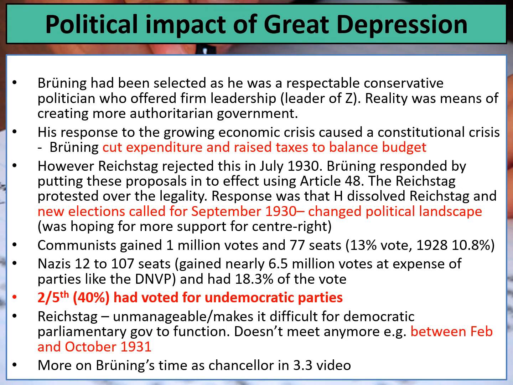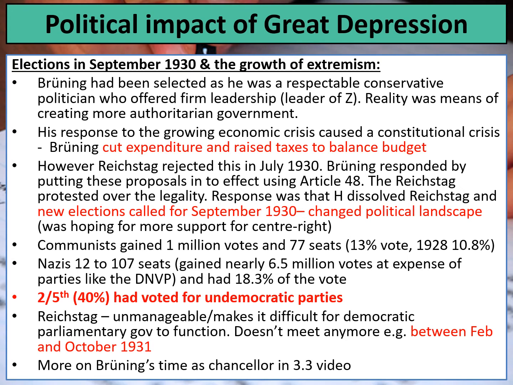The next area that you need to know about is the political impact of the Great Depression regarding the elections in September 1930. Now, the previous elections that had been held were in 1928, and remember that's where the Grand Coalition had been formed. September 1930 is absolutely crucial because this is where we get the growth of extremist parties and their support. If we think, for instance, about the Nazis, in 1928 they only had 2.6% of the vote, or 12 seats. And by this election in September 1930, it goes to 107 seats, which is the equivalent of 18.3% of the vote.